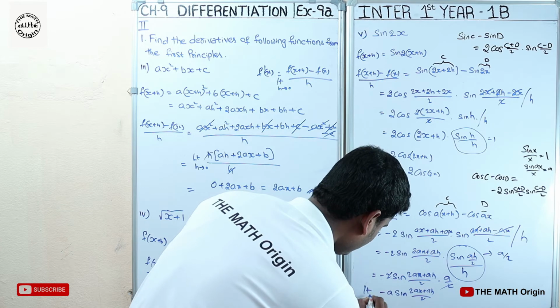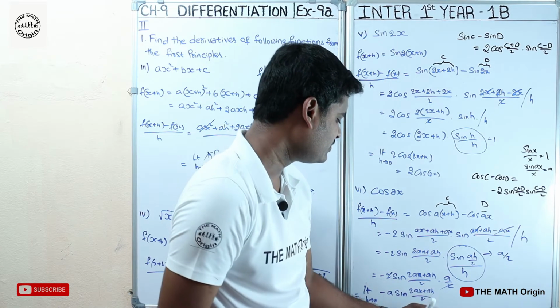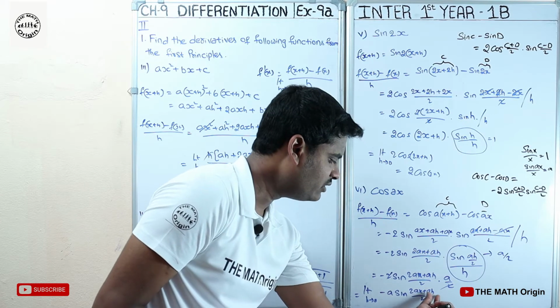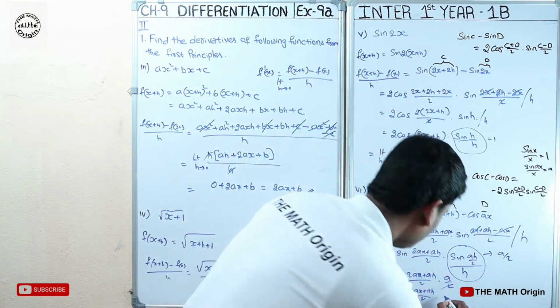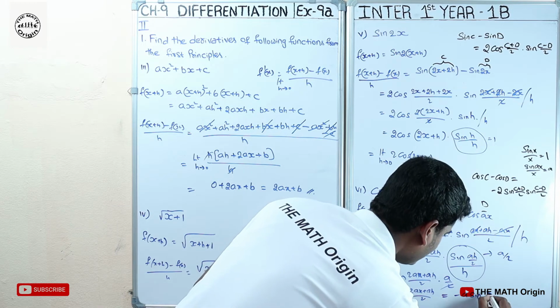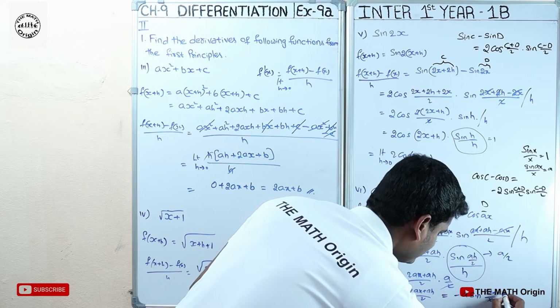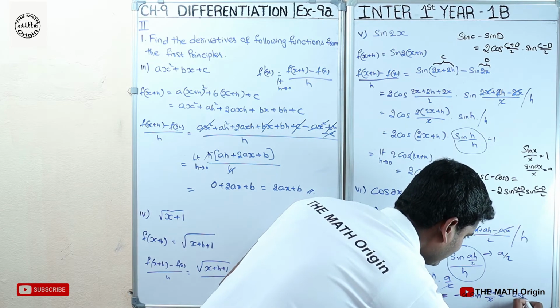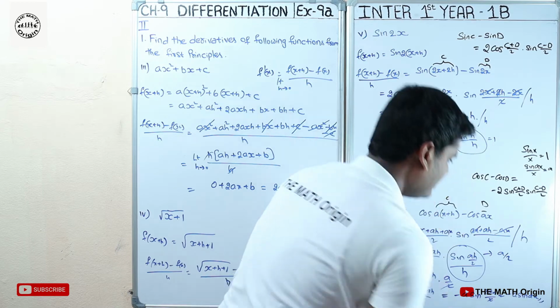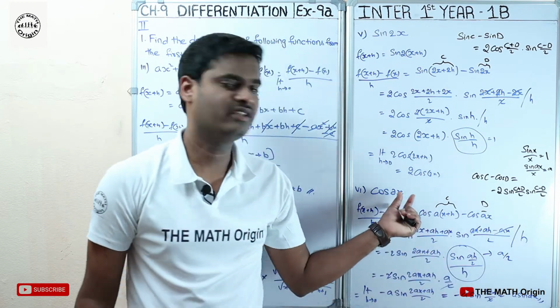Here we have limit h tends to 0. Let's apply h tends to 0. Since h is 0, this value becomes 0. So the simplified value is minus a sin 2ax, plus 0, by 2. 2 cancels, therefore that is equal to minus a sin ax, which is the derived value for cos ax.